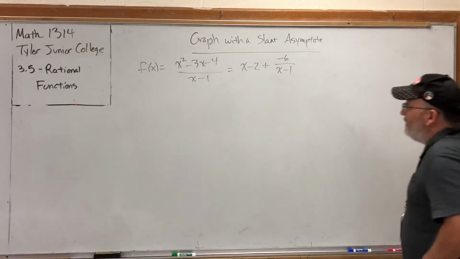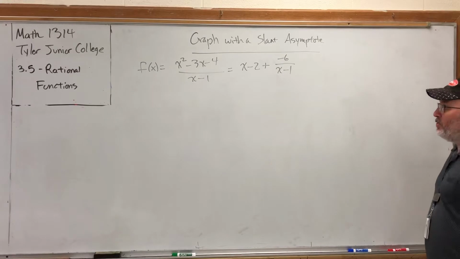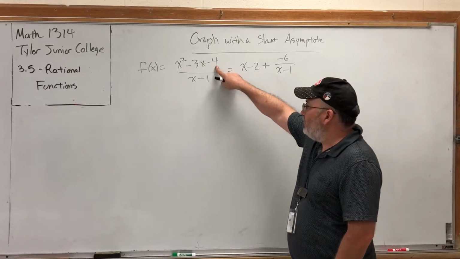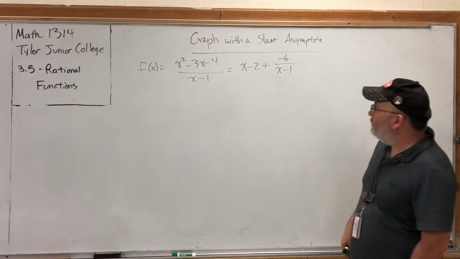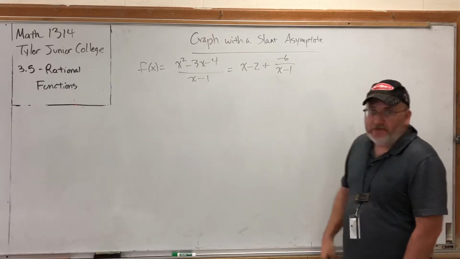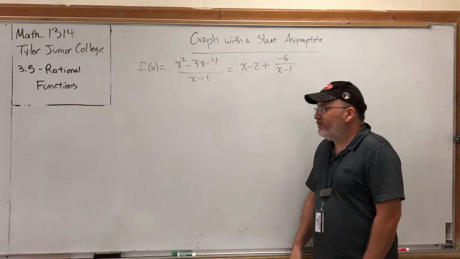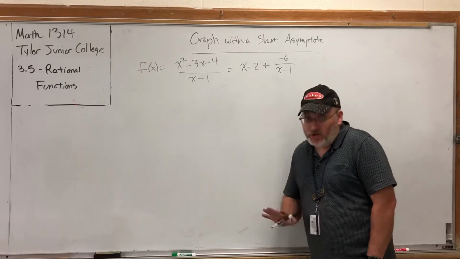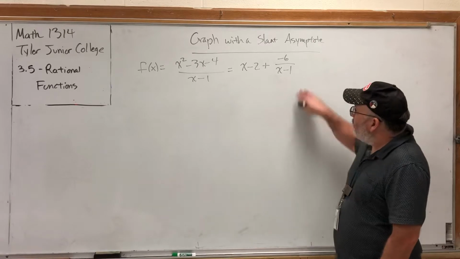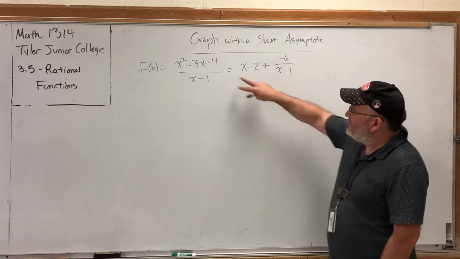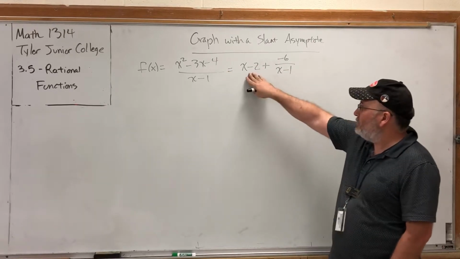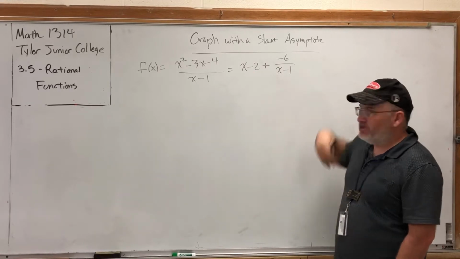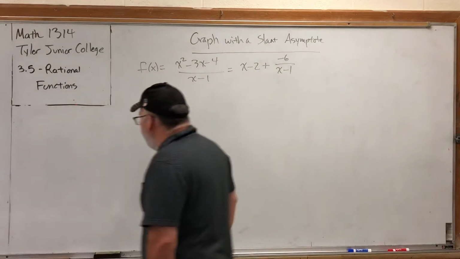All right, final video. We're going to graph the function that we used in the previous video, f of x equals x squared minus 3x minus 4 over x minus 1. If you didn't watch the previous video about slant asymptotes, I would recommend going to watch it. It's a relatively short one. And if you're wondering where this came from, we did a synthetic division on this to get a quotient of x minus 2 plus a remainder of negative 6, which was on top of the divisor, x minus 1.